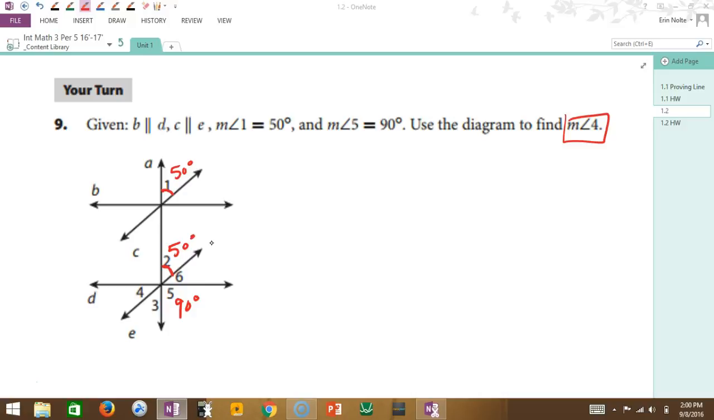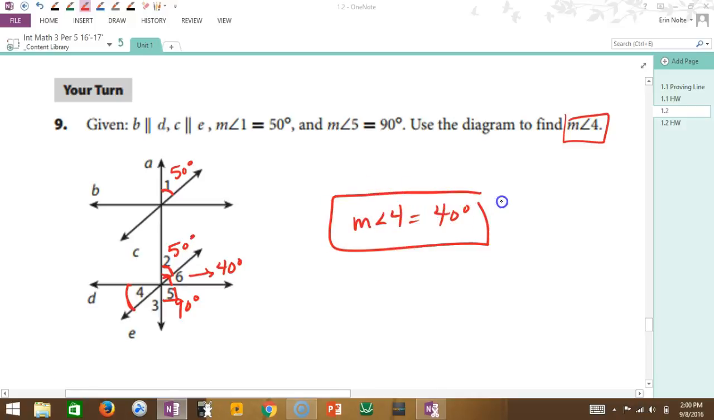Okay, hold up. So if this is right, then this has to be right too. So angle 2 and 6 have to equal 90, right? Because it's a perpendicular line. So 90 minus 50 makes 40. So angle 6 is 40 degrees. And so therefore angle 4 is a vertical angle from 6. So therefore measure angle 4 is 40 degrees.